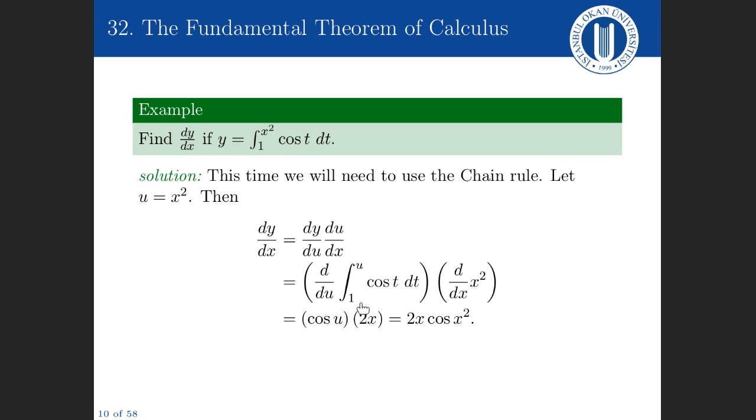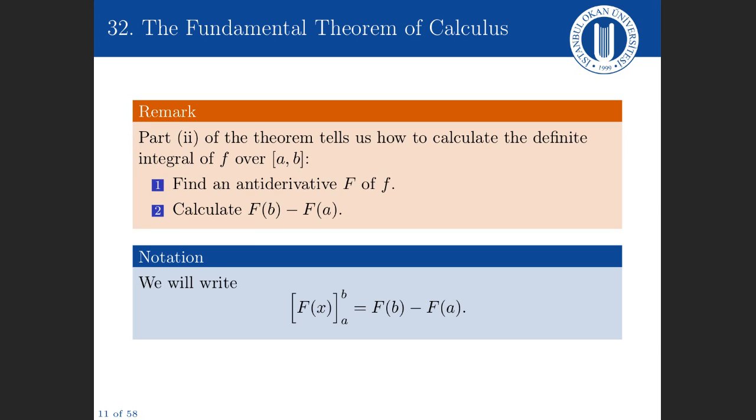We have the integral from 1 to u of cos t. We know how to do this. We'll just replace t by u. And then we're multiplying this by the derivative of u, or in other words, the derivative of x squared. And we know this is 2x. So we get cos u multiplied by 2x. Substitute in x again, and write it a different way around. The answer is 2x cos x squared.